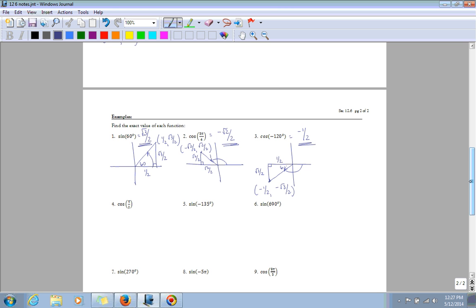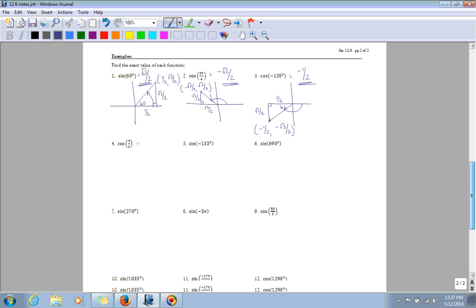If we switch over to radians, cosine of pi over 2 is going to be at the 90-degree mark. If you put a coordinate of a point there, that is at 0, 1. It doesn't actually build a triangle. You're just looking at the x coordinate of that point, which is 0.